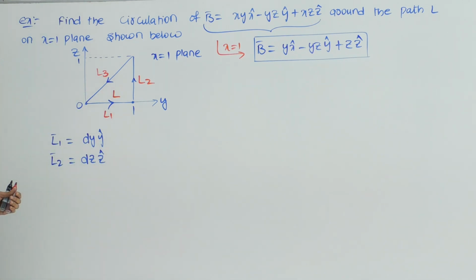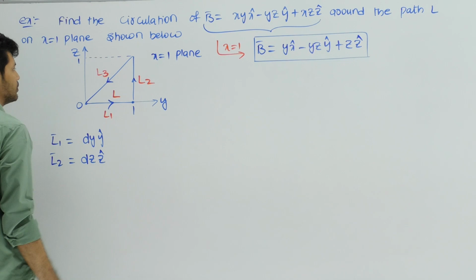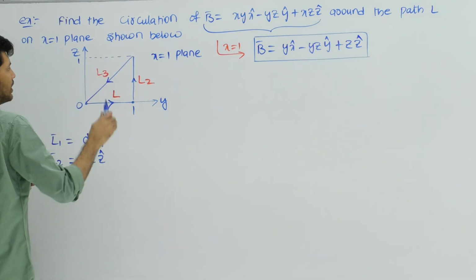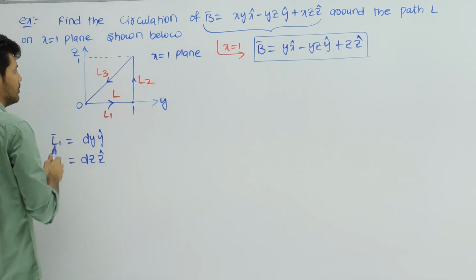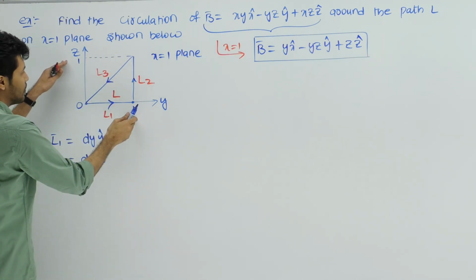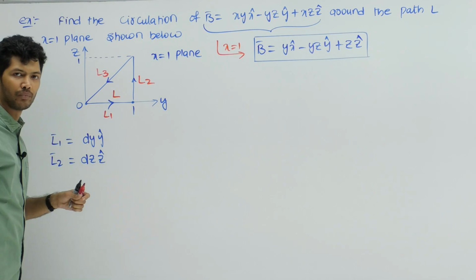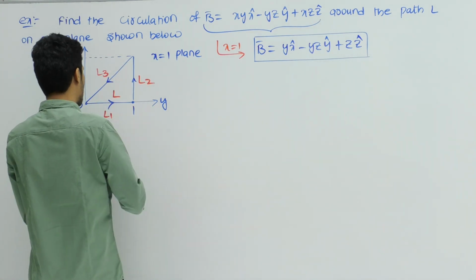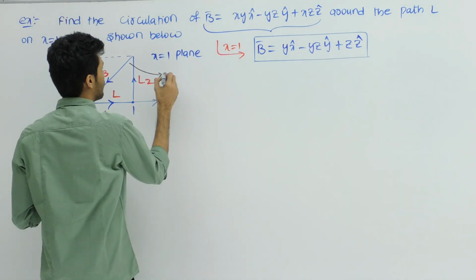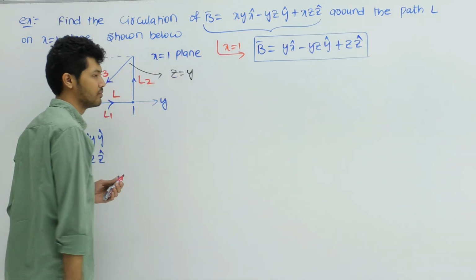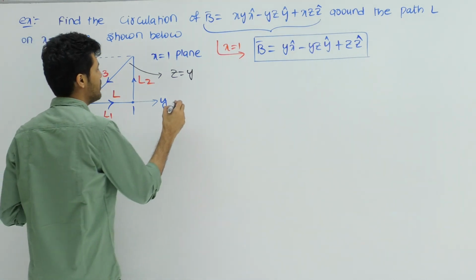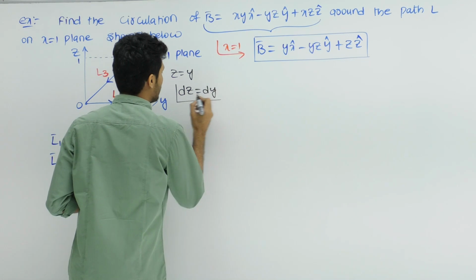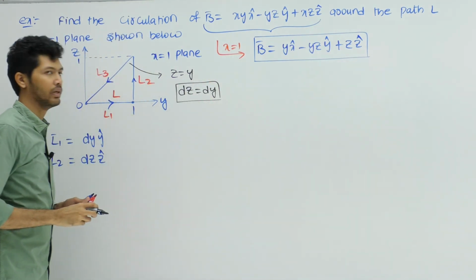In the last case, we have this particular path. First of all, what is the equation of this path? If you notice, the slope is nothing but 1, because the values of y as well as z are both 1. So we can write this line equation as z equal to y. Because of that, can we write dz equal to dy? Yes, we can write dz equal to dy.